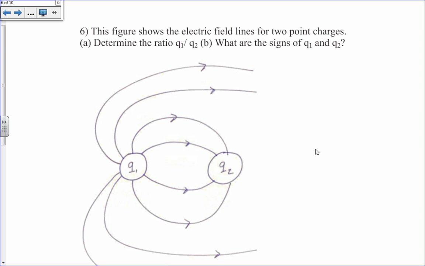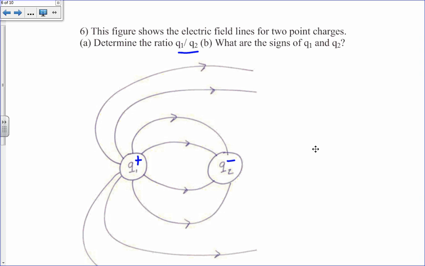This figure shows the electric field lines for 2-point charges. Determine the ratio of Q1 to Q2. And what are the signs of Q1 and Q2? Let's do part B first. Electric field lines originate from positive particles and end at negative particles. So I already know then that Q1 over Q2 is going to be a negative number, because Q1 is positive, Q2 is negative.